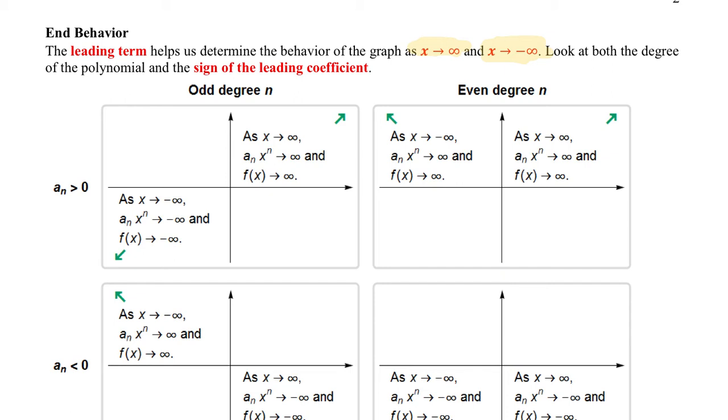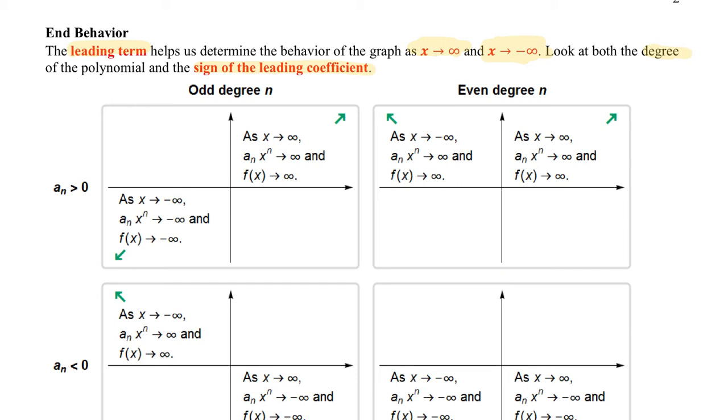And so we're going to determine that by looking at the leading term of the polynomial. We're going to look at the degree of the polynomial and the sign of the leading coefficient, and that's going to give us more information about the end behavior of these graphs. Okay. So there's a lot that you can do here.